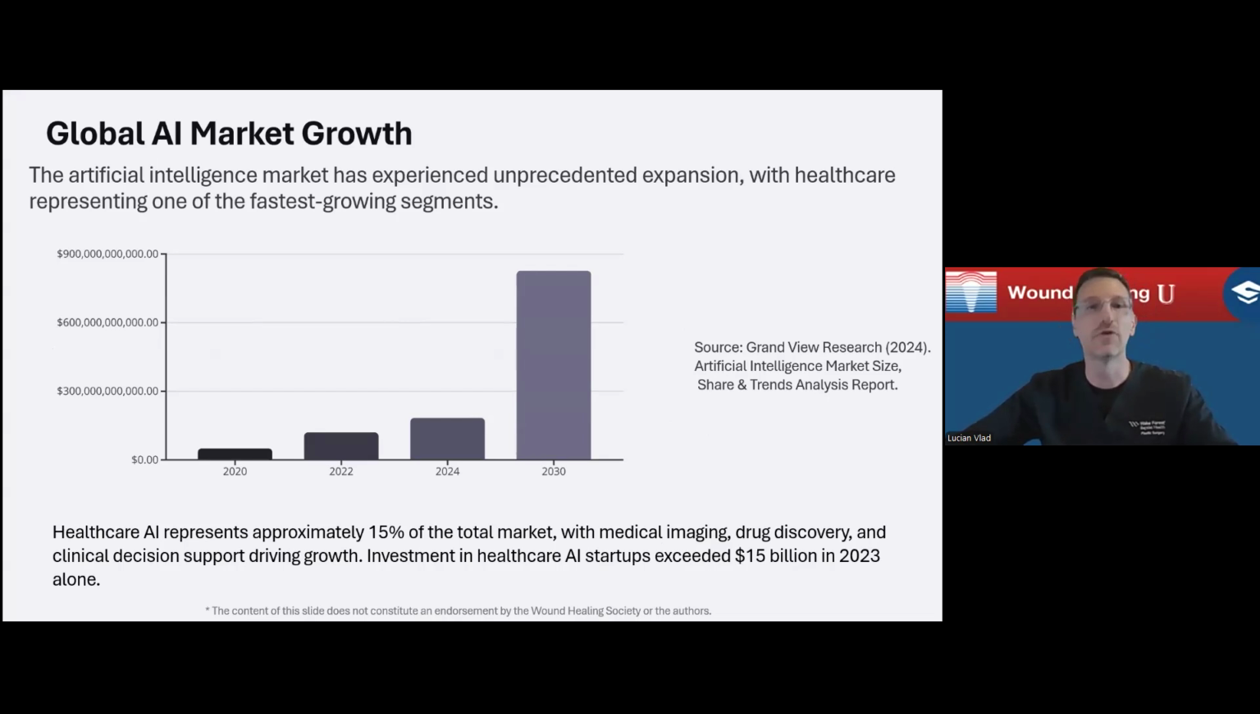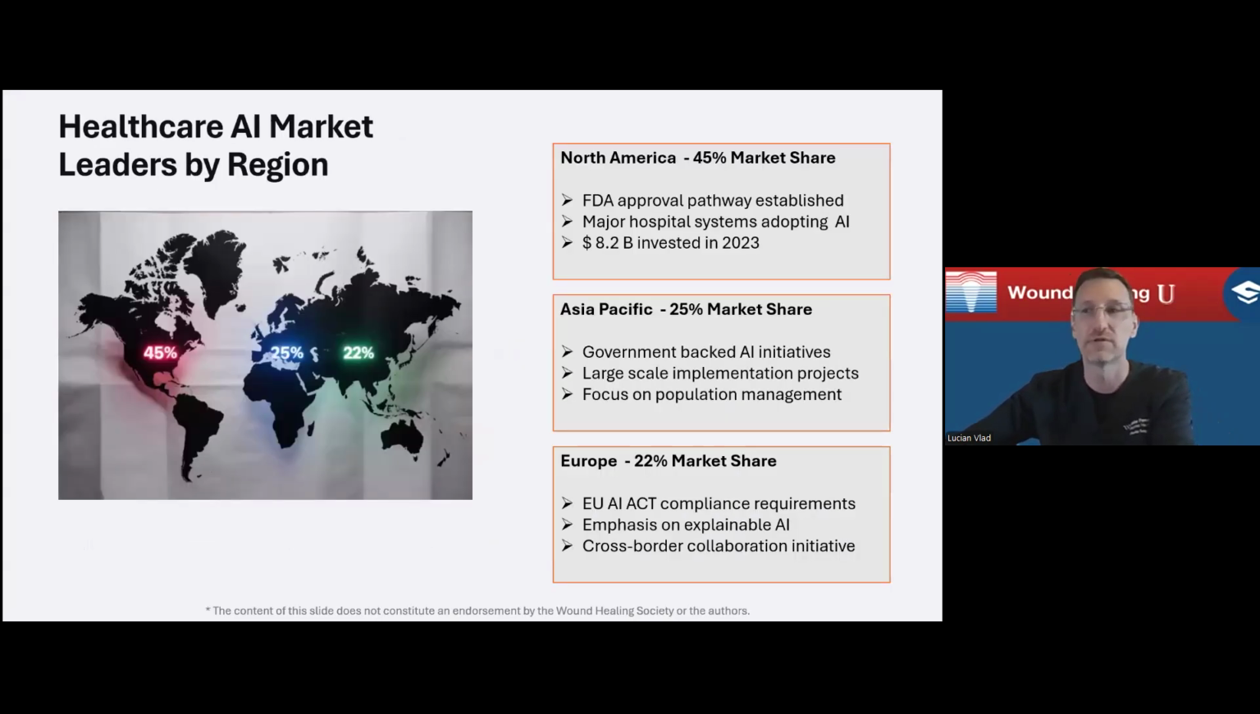There is truly a global AI market. This is not just for wound care or healthcare. You can see in these graphs that it's just in the past 5 years where we're seeing steady growth, and we're anticipating exponential growth in the next few years. Healthcare AI is about 15%, but this is the largest and the fastest growing segment. And investments are in the billions, 15 billion in 2023.